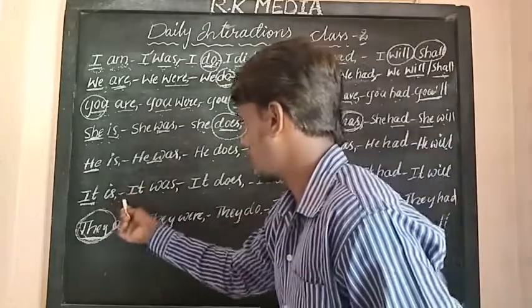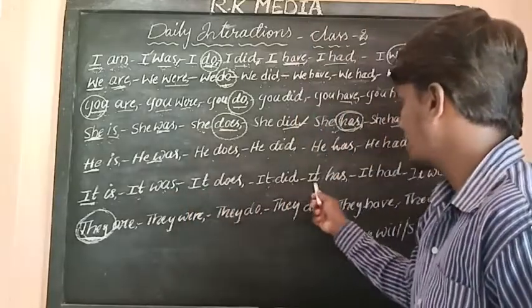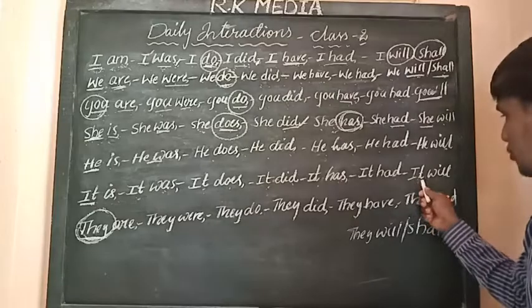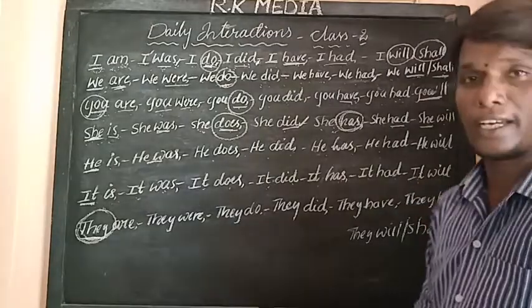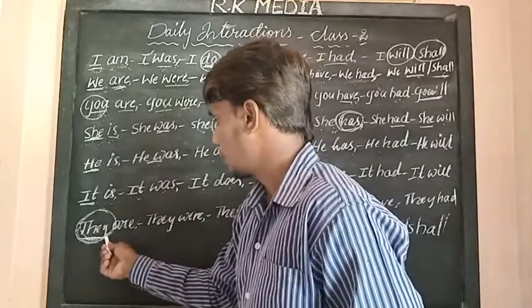Right? Okay, it is. It was. It does. It did. It has. It had. And finally, a future tense: it will or it shall.